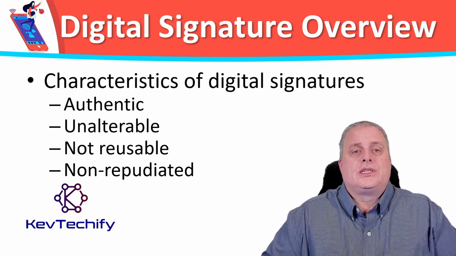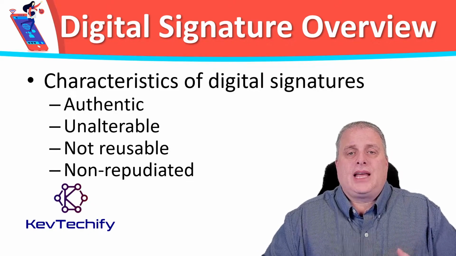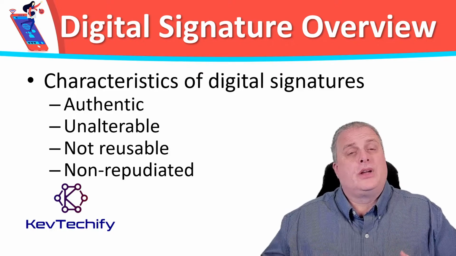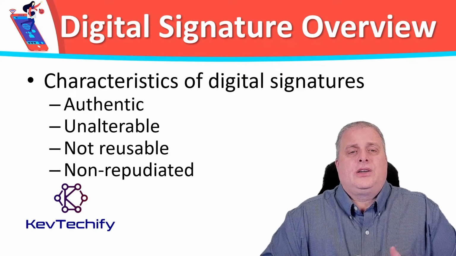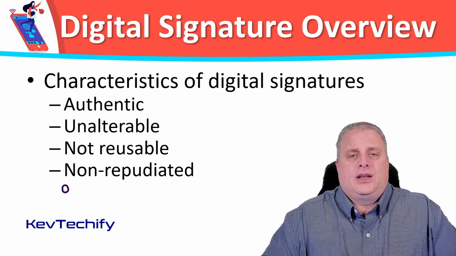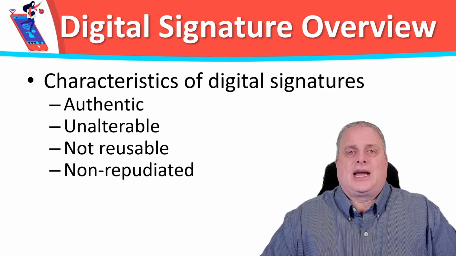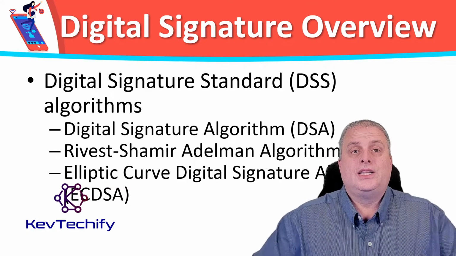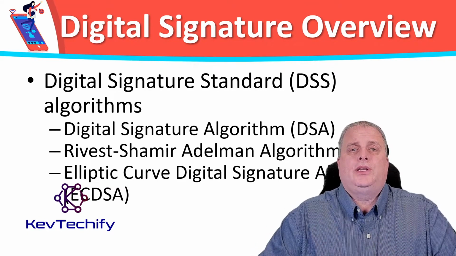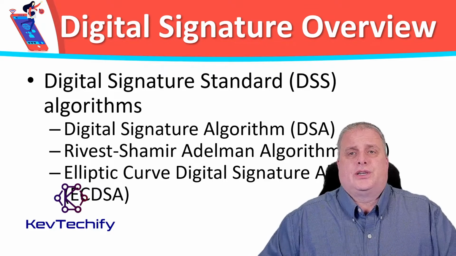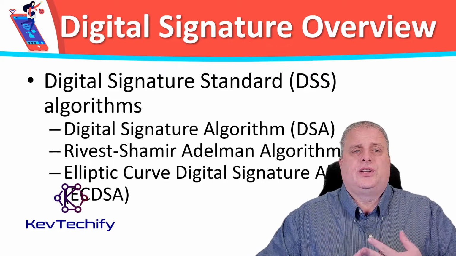The third one is non-reusable. The document signature cannot be transferred to another document. And the last characteristic is non-repudiated. The signed document is considered to be the same as the physical document. Digital signatures are commonly used in 2 situations: code signing and digital certificates.